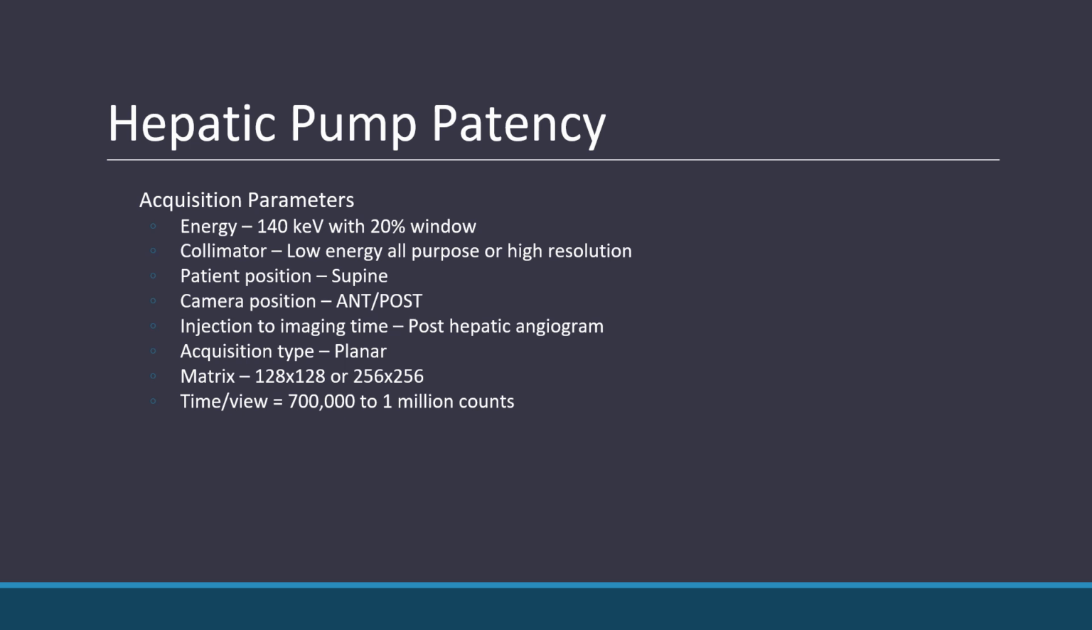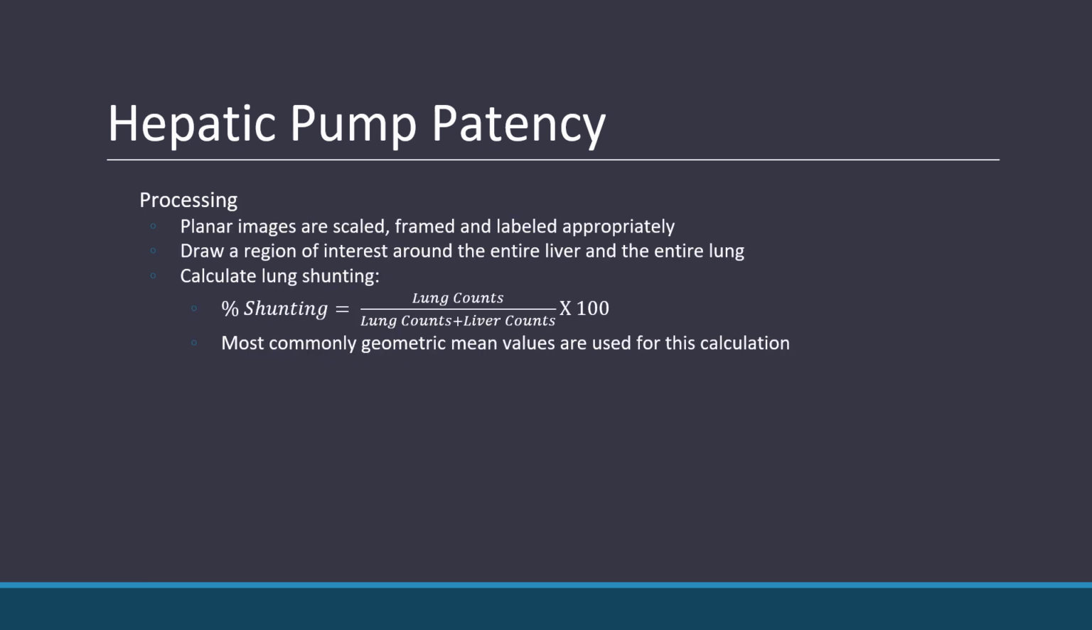And then the acquisition type is planar. Matrix is 128 by 128 or 256 by 256. The time per view is 700,000 to 1 million counts. So the planar images are scaled, framed, and labeled appropriately. You'll draw a region of interest around the entire liver and then around the entire lung field. And then oftentimes you'll also divide it into right and left lung. And then you'll calculate the percent of shunting.